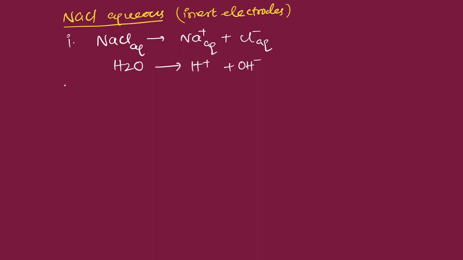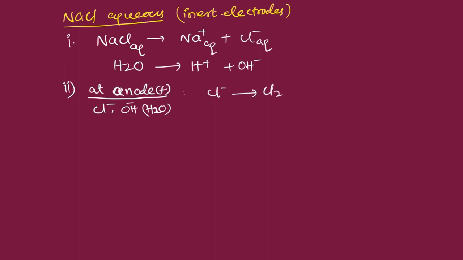Now second step, reaction at anode. At anode, what is the charge? Positive. At a positively charged electrode, negatively charged ions will be discharged. That is Cl- and OH-. OH- actually comes from water. Now I am writing the product at anode. Cl- converts into Cl2 plus 2 electrons.